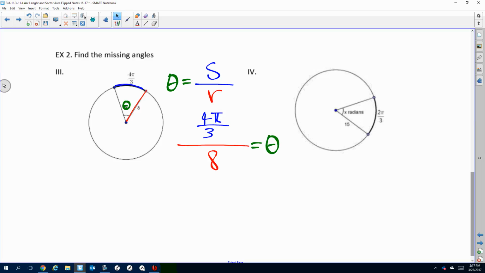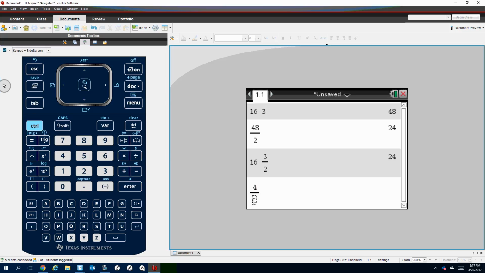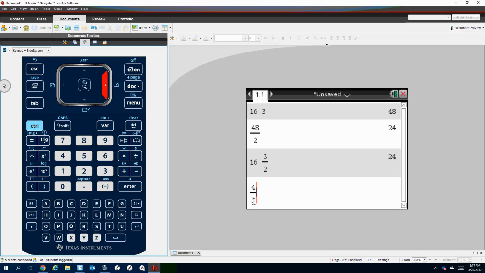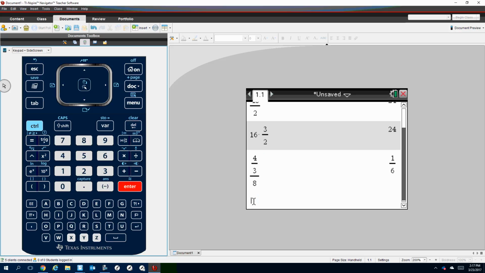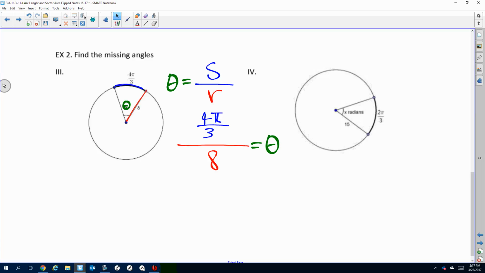So, not too sure, you can use your calculator, and you can do your 4/3. And then we want to divide that by 4, I believe it was. No, 8. Okay? And we get 1/6. Okay? So 1/6, and we keep pi in our answer. So 1/6 pi is the theta.